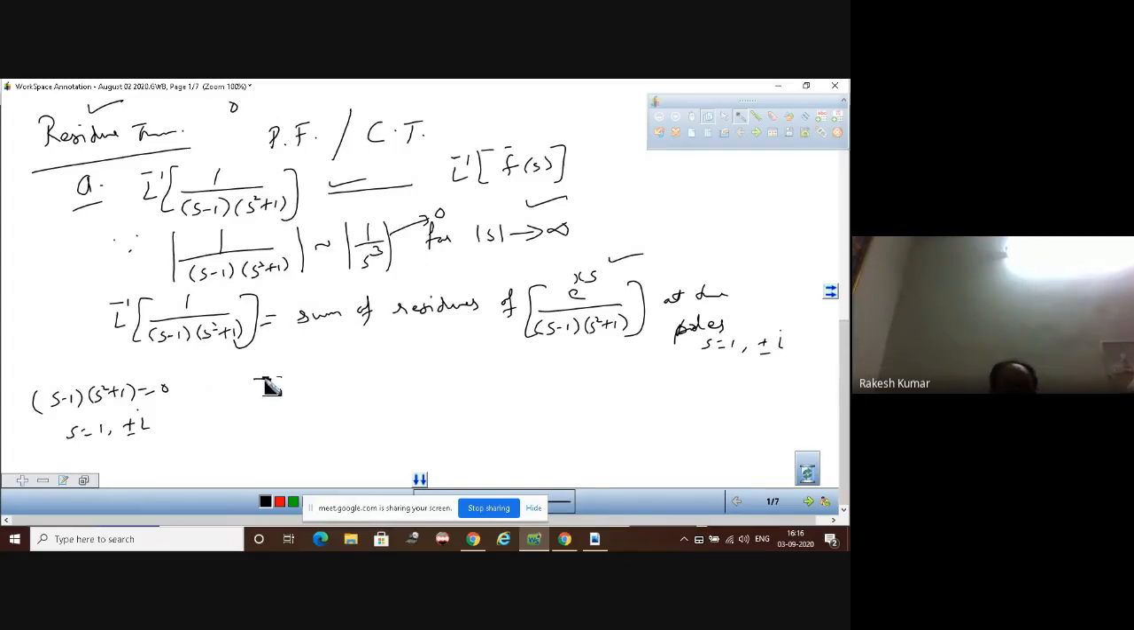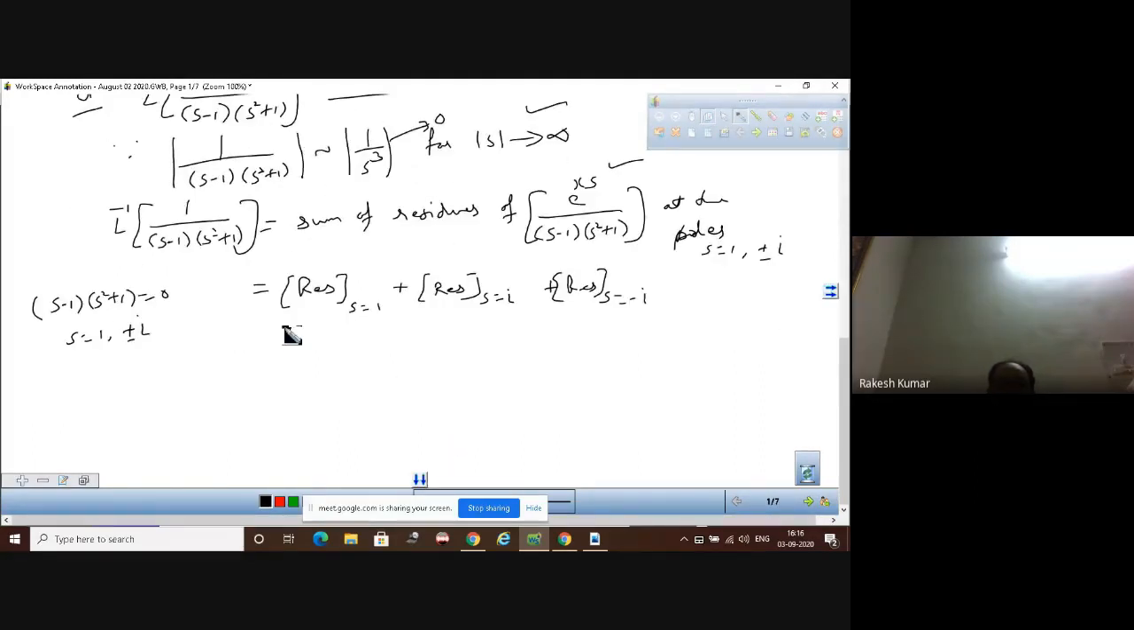So what does it mean? That will be the sum of residues. The residue at s equal to 1 plus the residue at s equal to iota plus the residue at s equal to minus iota. The sum is there, addition we need to do. So let us find out the residues. You just name it as number 1. After finding all 3 residues, you will just substitute the values here and get the answer.